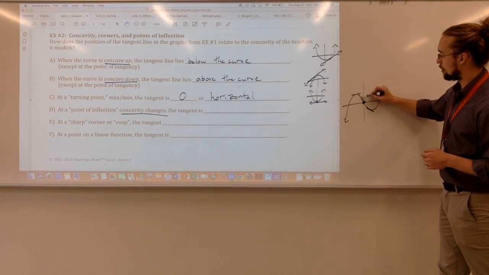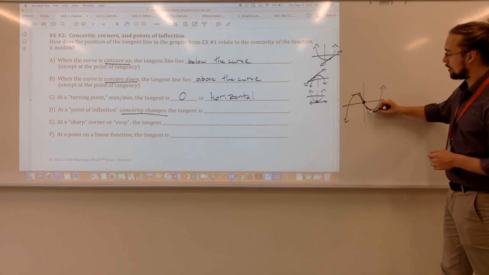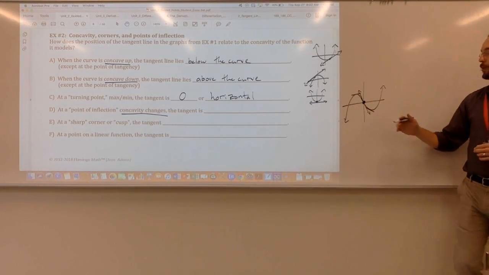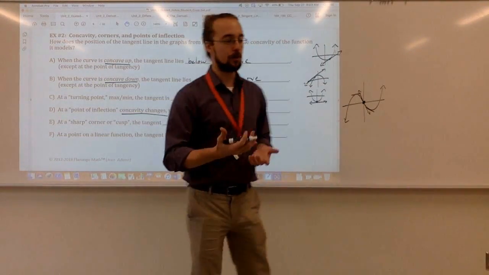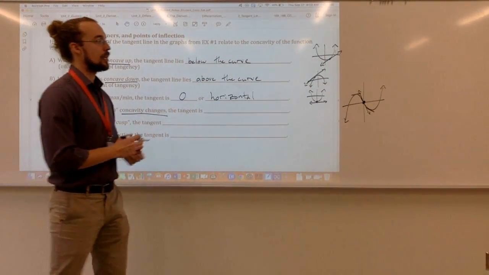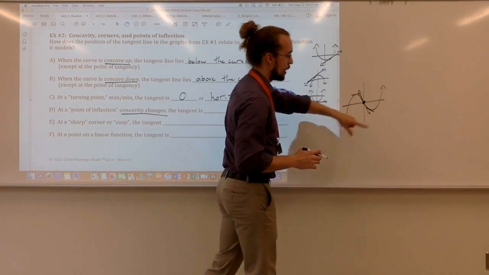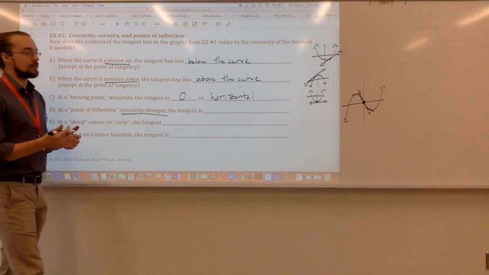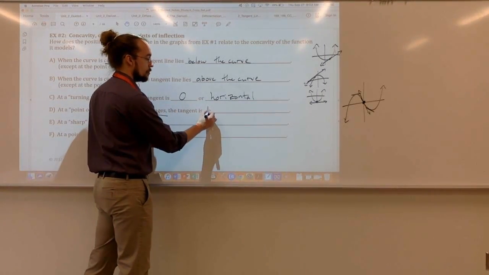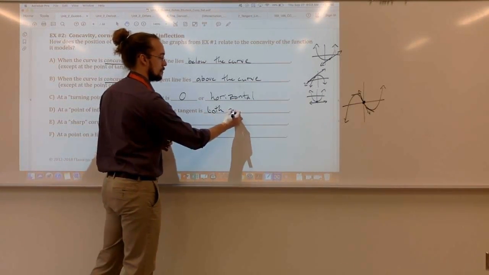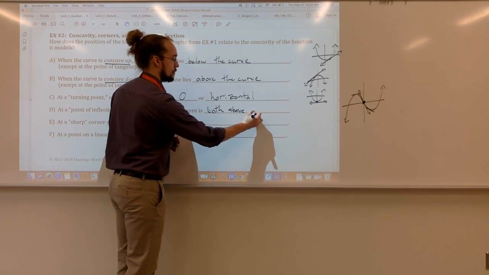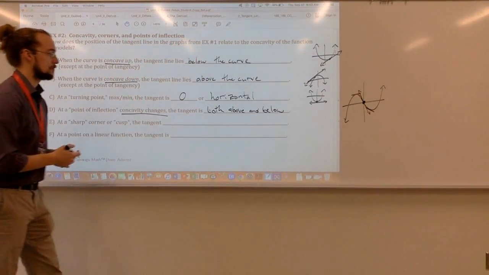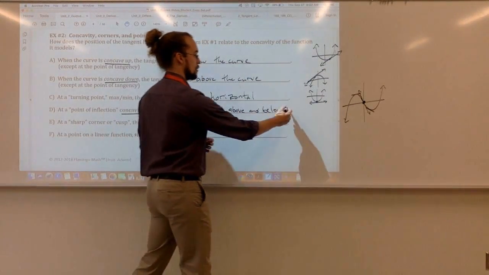And so if I think about drawing a tangent line, we can see it's going to go right through the curve at that point of inflection. Here it's above the curve, here it's below the curve. So we can say that the tangent is both above and below the curve. Both above and below.